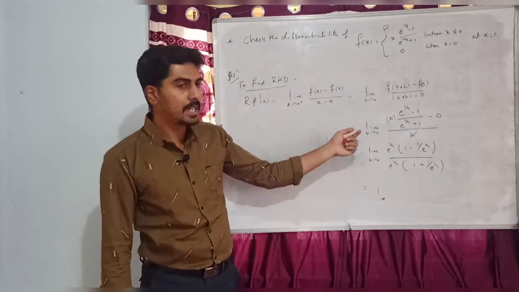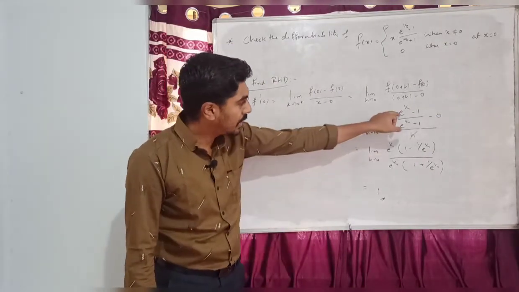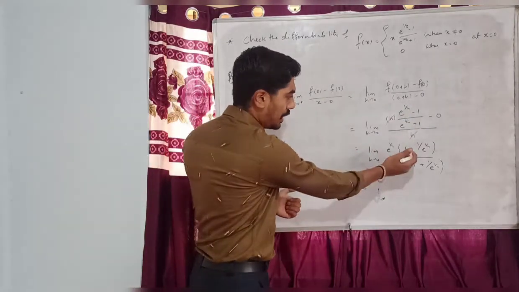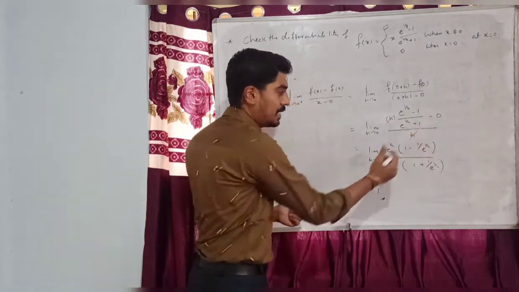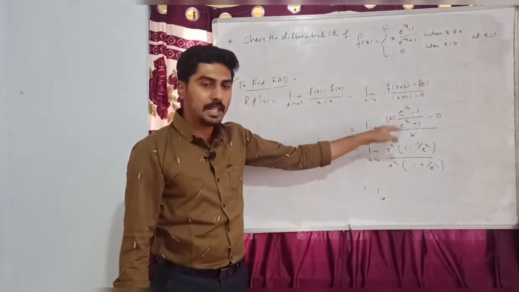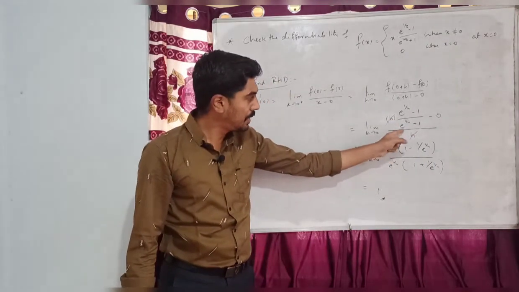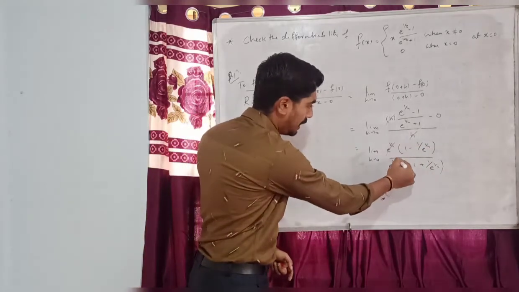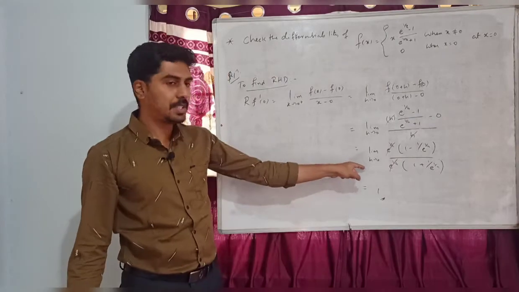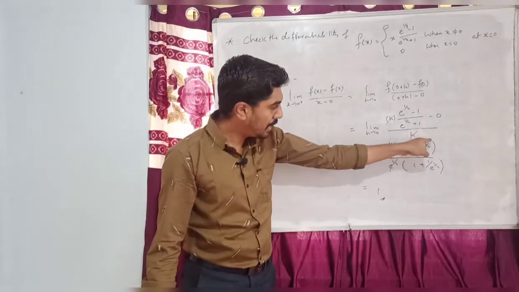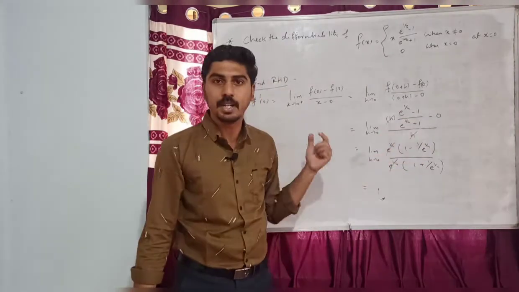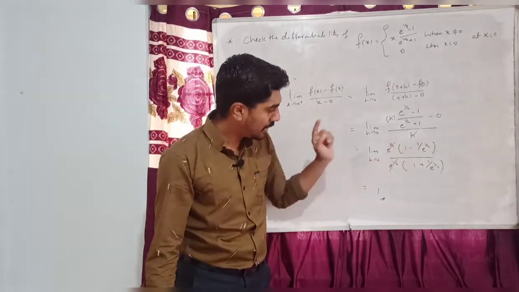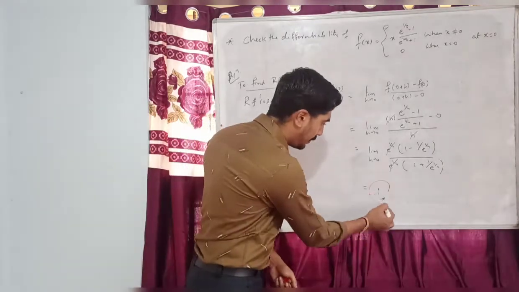Before taking the limit as h tends to 0, I take e power 1 by h as common. E power 1 by h into (1 minus 1 by e power 1 by h). Similarly, in the denominator, e power 1 by h into (1 plus 1 by e power 1 by h). Here these two terms get cancelled. As h tends to 0, e power 1 by h will be equal to e power infinity, which is infinity. So 1 by infinity is 0.